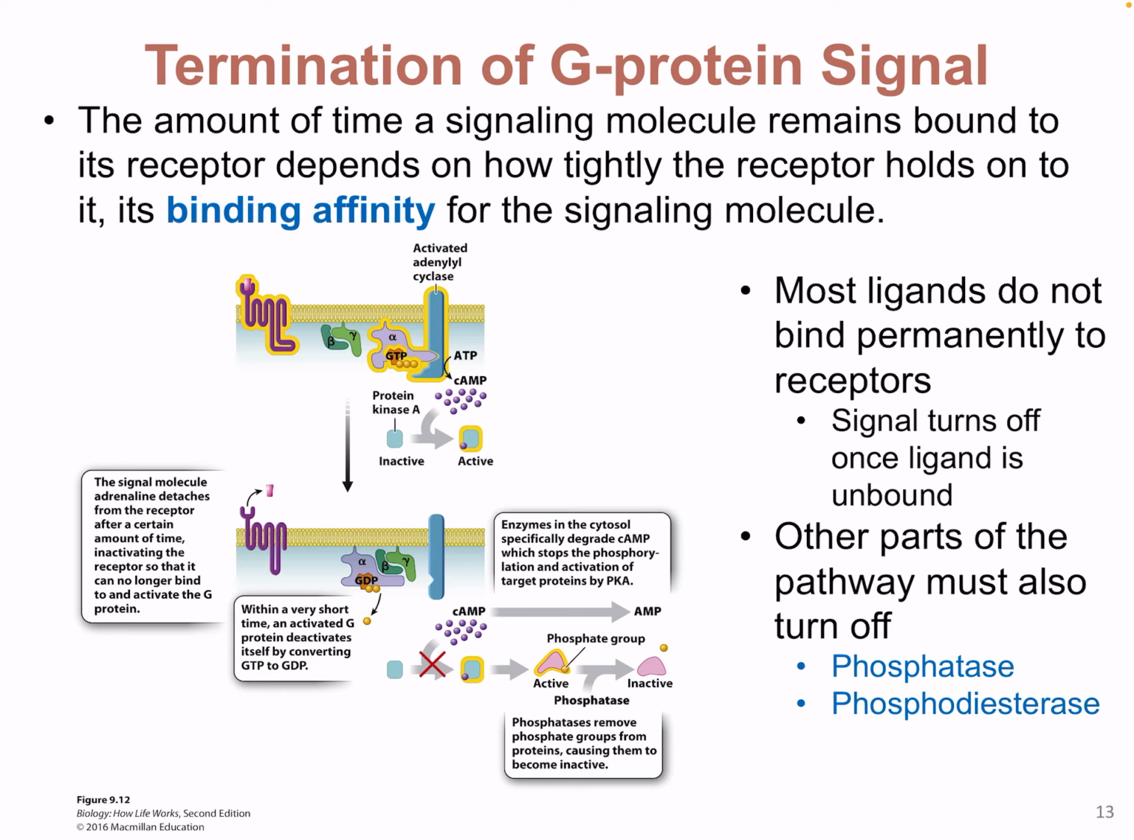So the amount of time a signaling molecule remains bound to its receptor depends on how tightly the receptor holds it, its binding affinity. So this is the strength of that binding for the signal molecule. So most ligands do not bind permanently to the receptors. The signal turns off once the ligand is unbound. So remember, the ligand binds to the receptor. Other parts of the pathway must also turn off, and this includes the phosphatases and the phosphodiesterases.